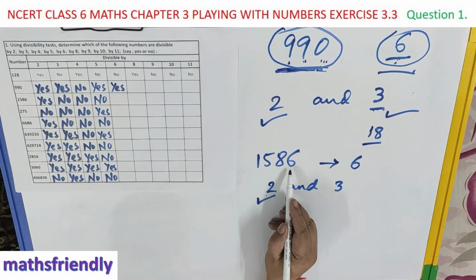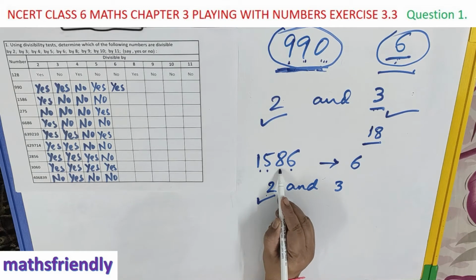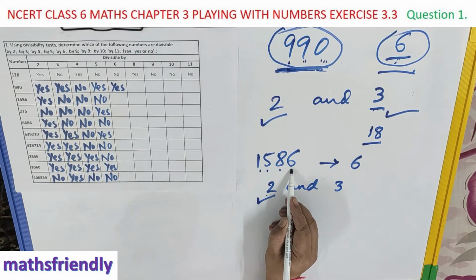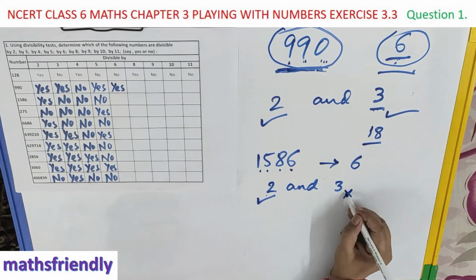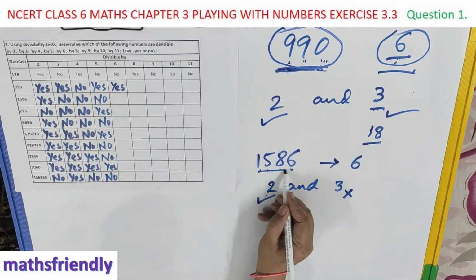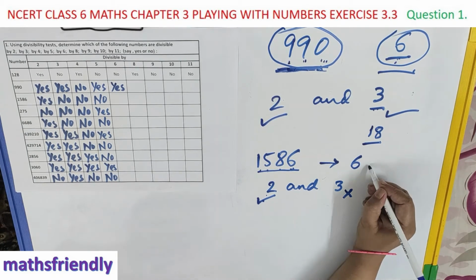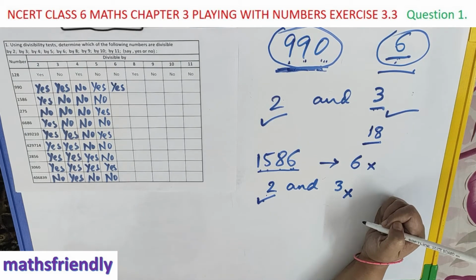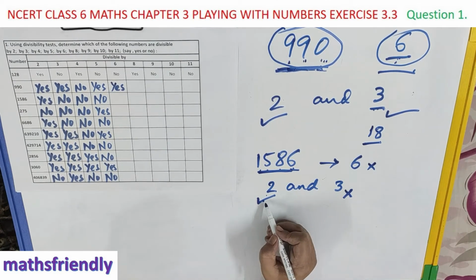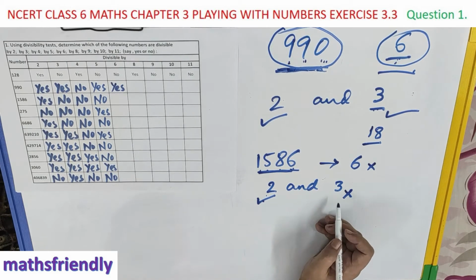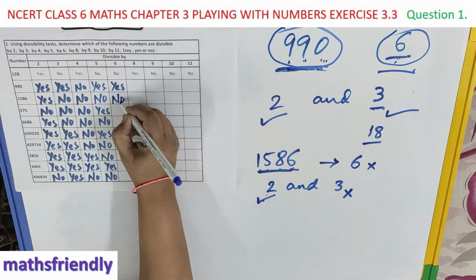Now, to check whether it is divisible by 3 or not, we have to add the digits of the number. 1 plus 5 is 6, 6 plus 8 is 14, 14 plus 6 is 20, and 20 is not divisible by 3. So, this number is divisible by 2 but not divisible by 3. So, we can say that the number is not divisible by 6, because for a number to be divisible by 6, it has to be divisible by both 2 and 3. Okay. So, no, this number is not divisible by 6. So, we will write no here.